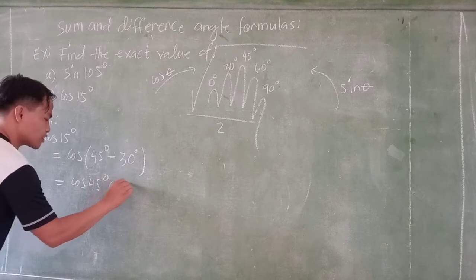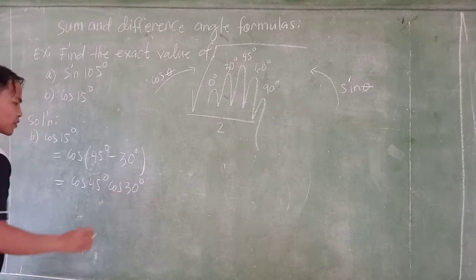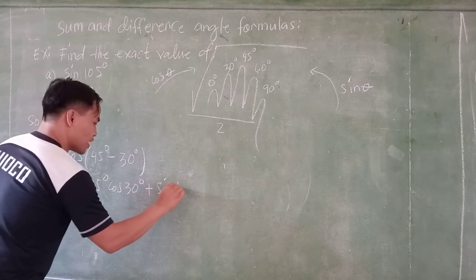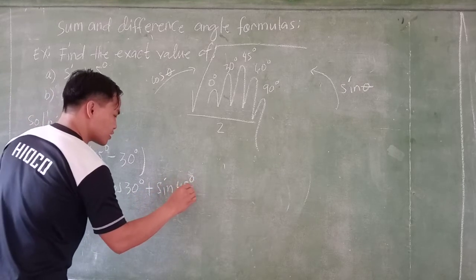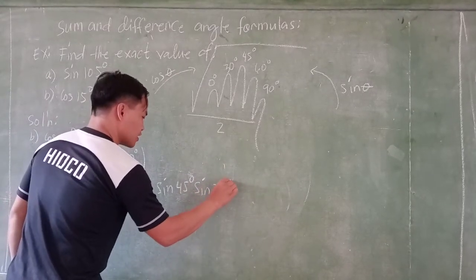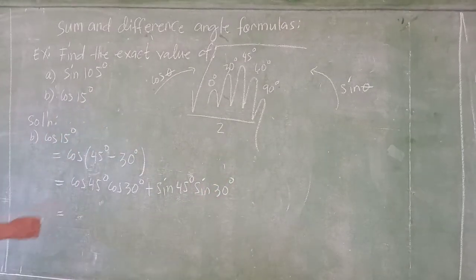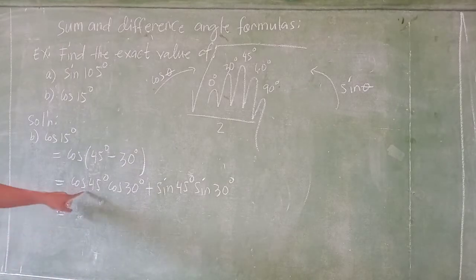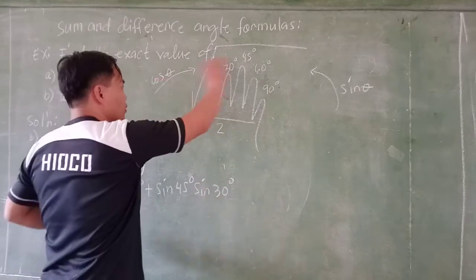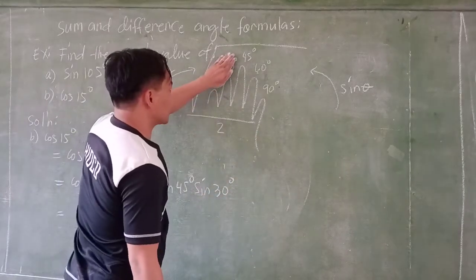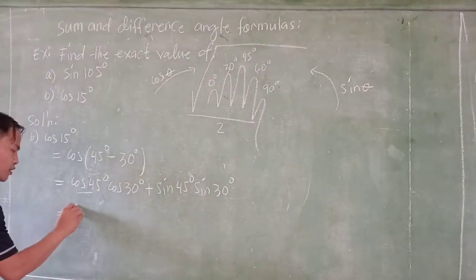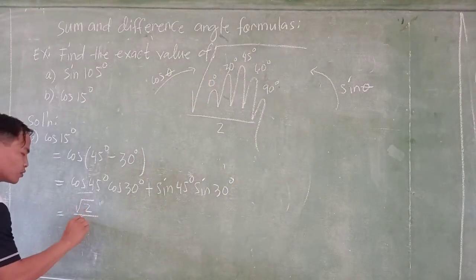Next, cos of 30 degrees, minus, we have plus sine of 45 degrees, sine of 30 degrees. Let's go back using our fingers. First, we have cos of 45. For cos, we count down: 0, 30, 45, the remaining is 1, 2. So, square root of 2 over 2.